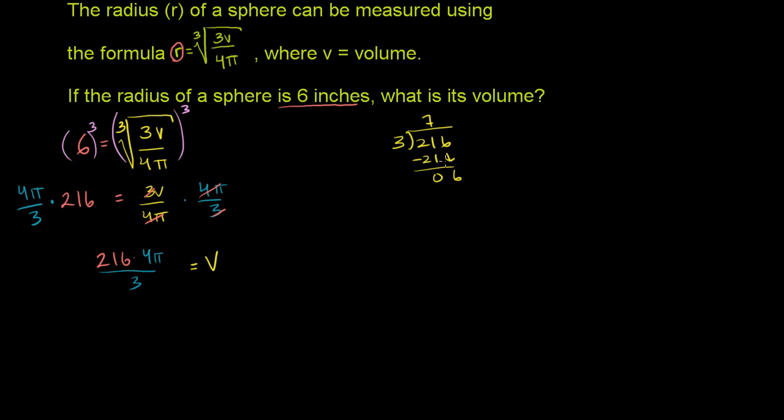3 goes into 6 2 times. 2 times 3 is 6. No remainder, so it's 72. So 216 divided by 3 is 72. So it's 72 times 4 pi is equal to the volume. It's going to be in cubic inches. So 4 times 72. 4 times 70 is 280. And then you have 4 times 2, which is 8. So it'll be 288 pi cubic inches. That's our volume. And we're done.